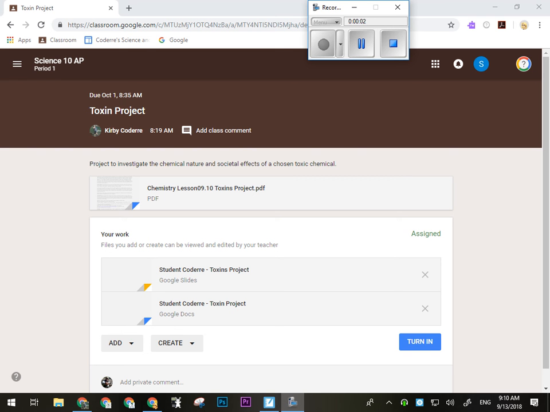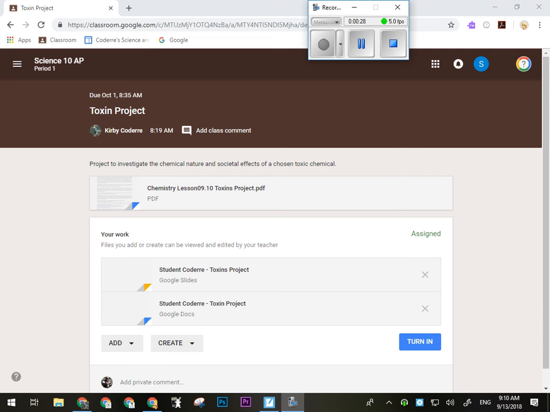Okay, so the project we're going to start today, guys, is a research project on a toxic chemical of your choice. All right. So the idea here is that we're going to look at this from two perspectives. The first perspective is its chemical nature. Right? What kind of chemical is it? Ionic, molecular? Okay. What does it do? Okay. What does it react with? That kind of stuff, like the scientific kind of stuff of the toxic chemical.